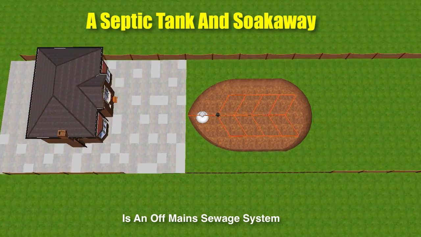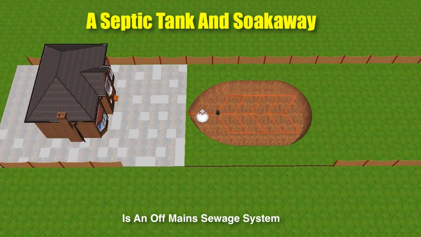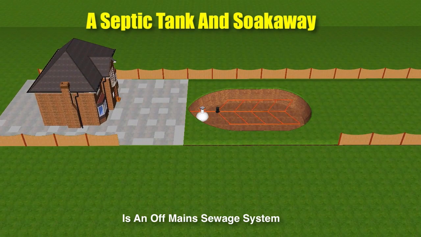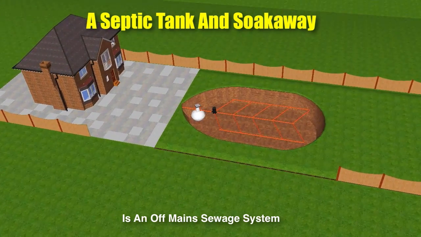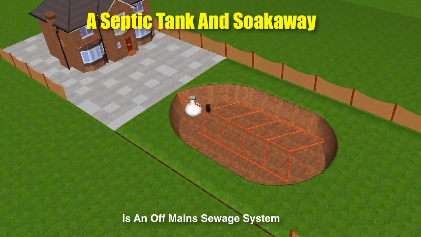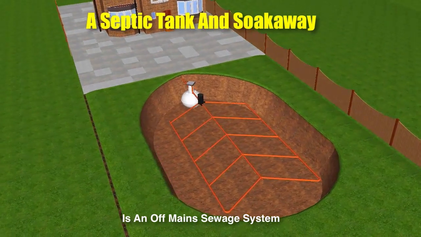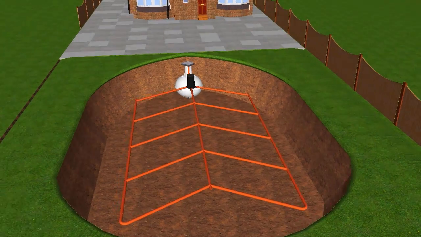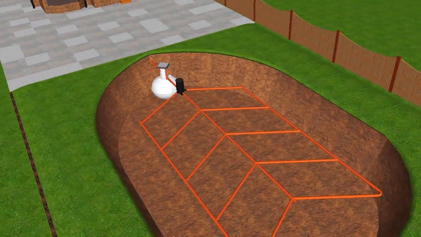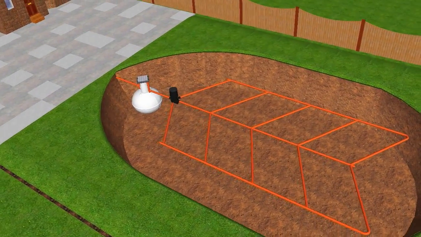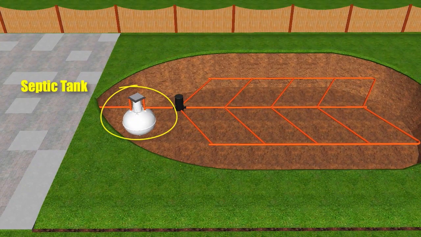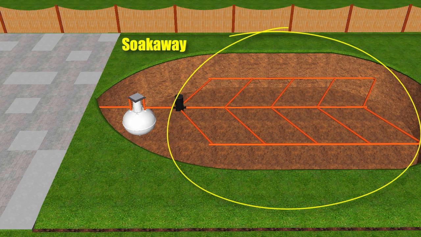A septic tank and soakaway is an off-main sewage system and is designed for properties that are not connected to the mains drainage. This kind of sewage system normally comprises two main components. Number one, the septic tank, and number two, the soakaway.